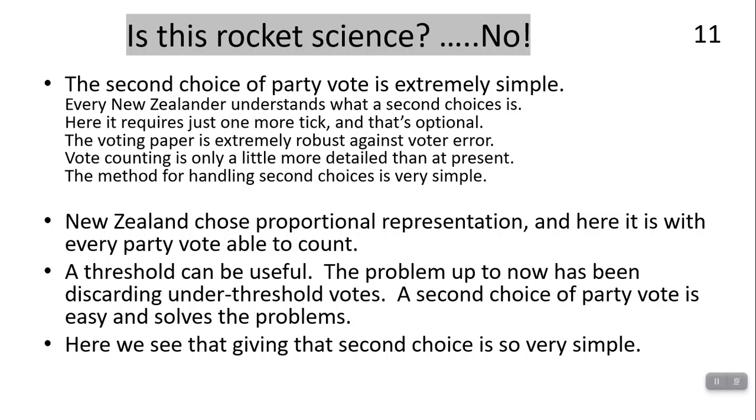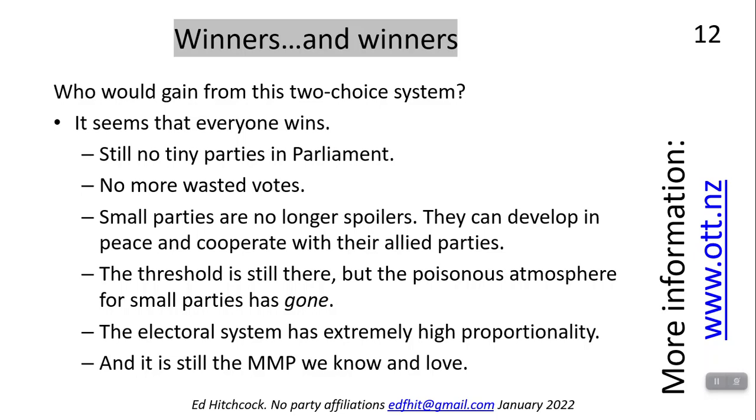Now, New Zealand chose proportional representation, and here is real proportional representation with every party vote able to count. A threshold can be very useful, but the problem up to now has been discarding under-threshold votes. A second choice of party vote is easy and solves the problems. And here we see that giving that second choice is so very simple.